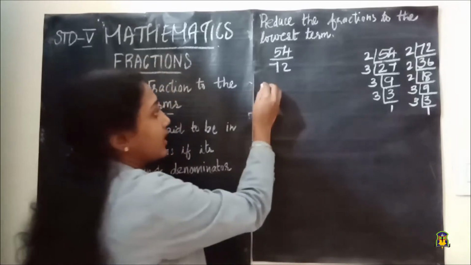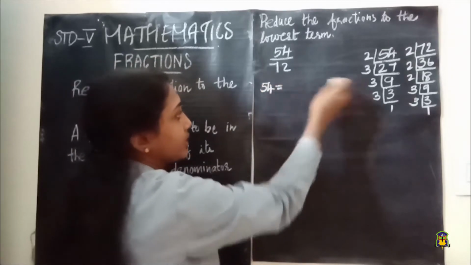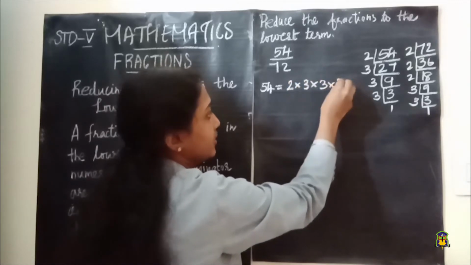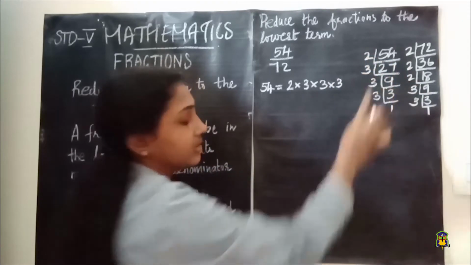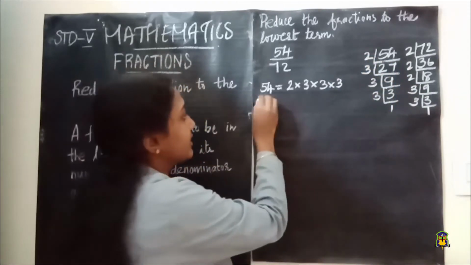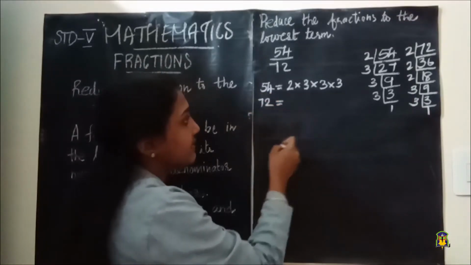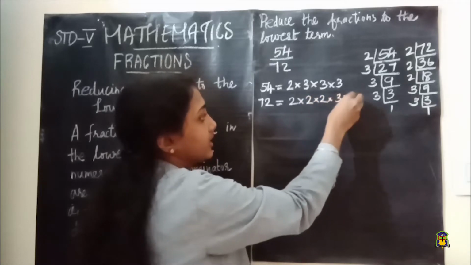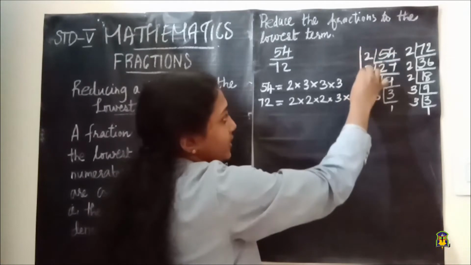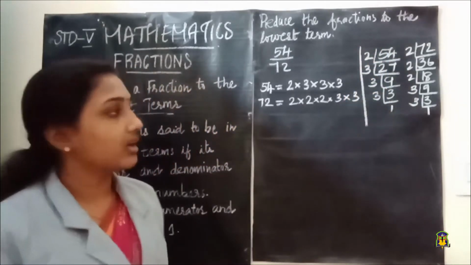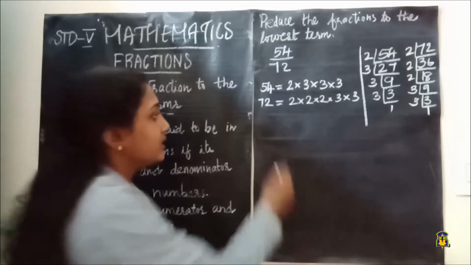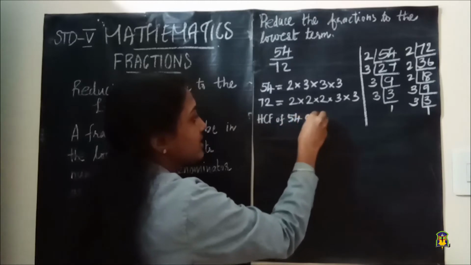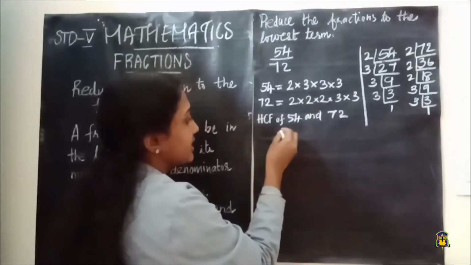So now 54 is equal to 2 into 3 into 3 into 3. We have written 54 as the product of prime numbers. Then 72 is equal to 2 into 2 into 2 into 3 into 3. So we have done the prime factorization of 54 and 72. Now we have to find the HCF of 54 and 72.